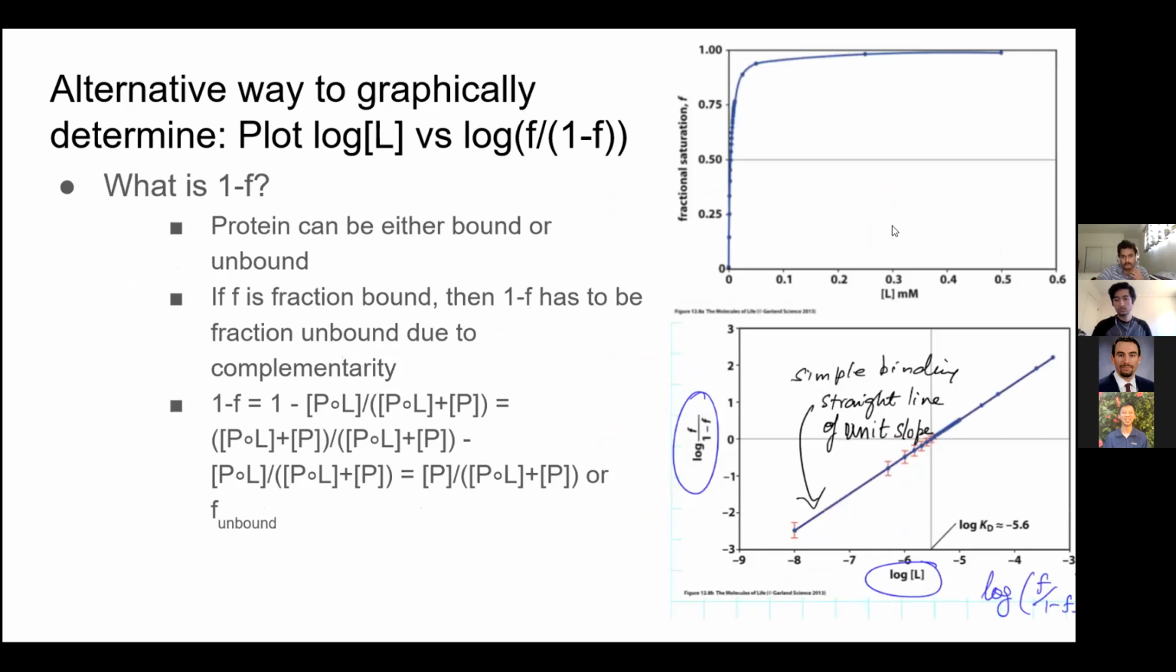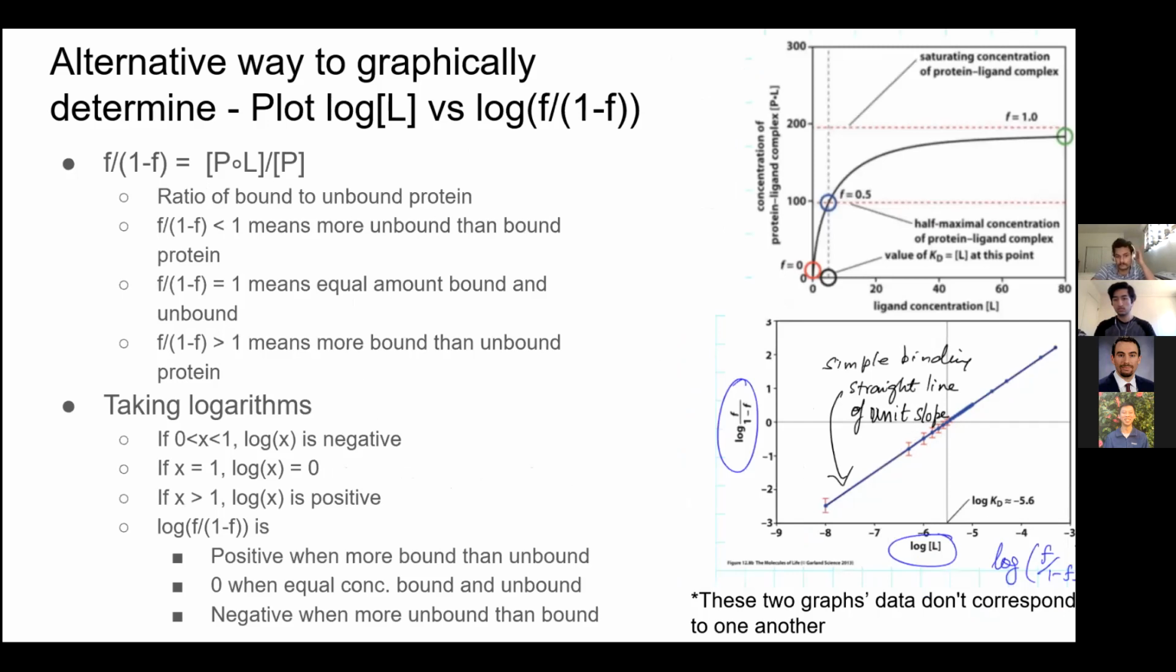There are other ways that you can actually graph this, so I'll go over some of the ones that you saw in lecture. In this second graph, you see a log-log plot, and on the y-axis, you have 1 over f. I'll go step by step into hinting at what this actually represents. Since f is the fraction bound, 1 minus f is essentially the fraction unbound, because in this simple system, it's either bound or unbound. That's just due to complementarity, or you can also mathematically reason it out.